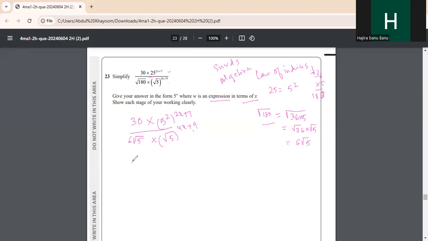Now 25 can be written as 5 times 5. Now this one is square and 2x plus 7. So let me recall one law of indices, a power m whole power n is a power mn. So I can multiply this 2 with 2x plus 7. So it will be 4x plus 14, because 2 times 2x is 4x and 2 times 7 is 14, divided by 6 root 5 times root 5 whole to the power of 4x plus 9.